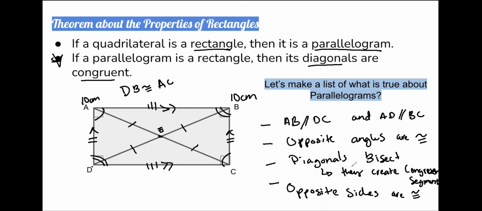So remember that the diagonals bisect each other, meaning that they cut each other in half. They're also congruent to one another. So therefore, all the segments that are created by those diagonals, the 4 segments, will also be congruent to each other.